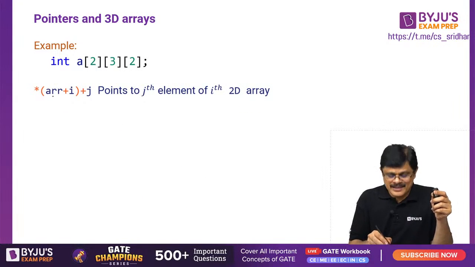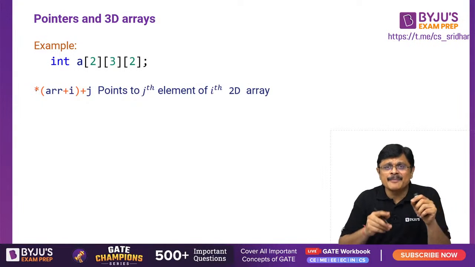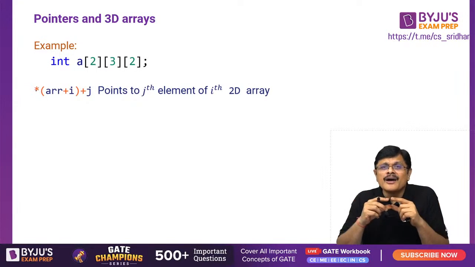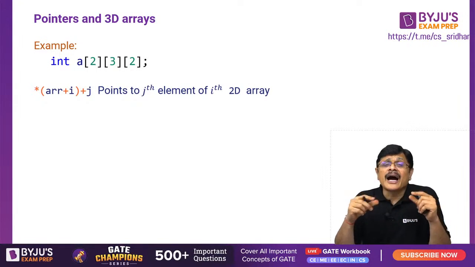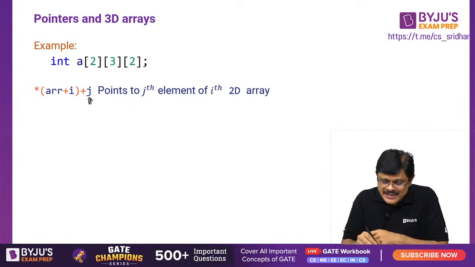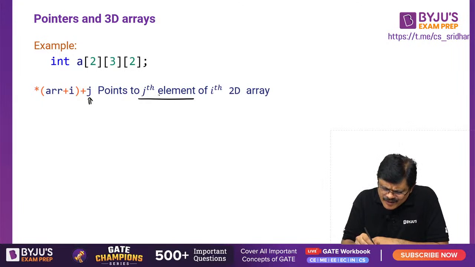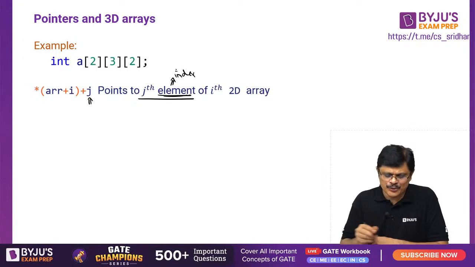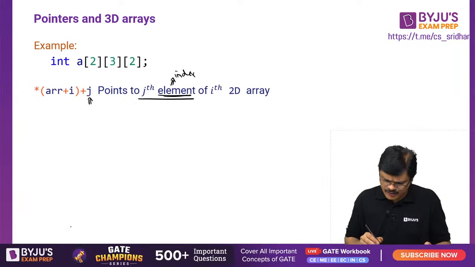Now what is it? Star of ARR plus I means you are referring to the 0th 1D array of ith 2D array. In that you are moving to jth position, that is, it points to jth index. You better write index, because with the word element sometimes people get confused. So you can write jth index of ith 2D array. I think we made a mistake here.